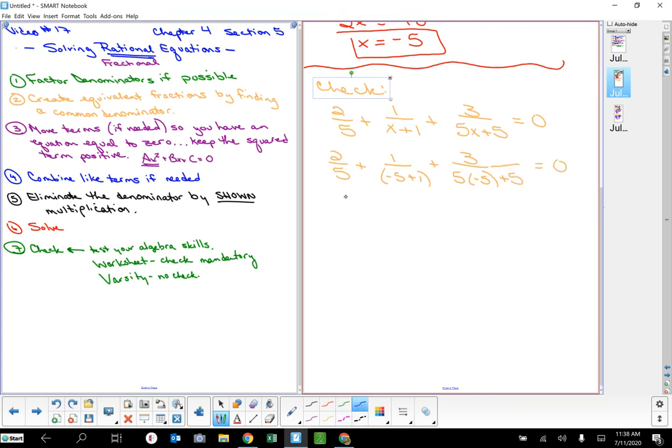So I'm going to bring down and simplify. So 2/5 plus, negative 5 plus 1 is negative 4. So this is going to be, I'm going to get rid of my plus sign here, minus 1/4. And then this is going to be a negative 25 plus 5. So that's a negative 20. So that's minus 3/20 equals 0. And if you stick these into a calculator, 2/5 minus 1/4 minus 3/20, you will get 0 equals 0. And that checks. All right. So you verified that your answer works and you don't need to do anything else.